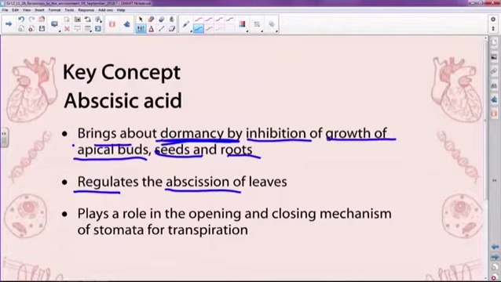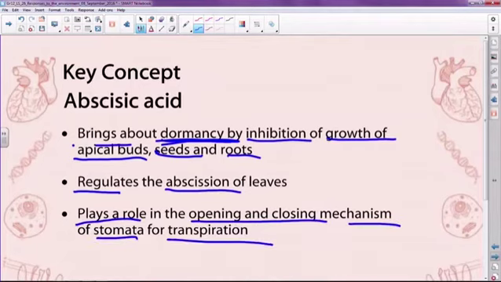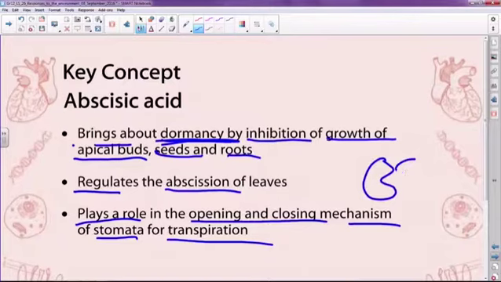And then the last one, it regulates abscission of leaves, in other words, when leaves fall off. Next, it plays a role in the opening and closing mechanism of the stomata and transpiration. So it doesn't just make things dormant, it also opens and closes the stomata. Remember, your stomata have guard cells, and it opens and closes this little hole that happens here. That's what abscisic acid does.